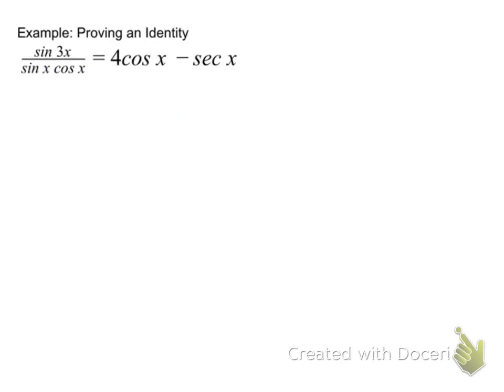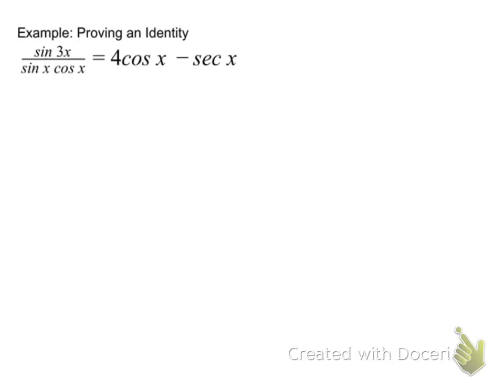The next one is now we're going to prove an identity. Prove one side looks like the other side. Sine of 3x over sine x cosine x equals 4 cosine x minus secant x. Which side looks more complicated? I'm going with left.